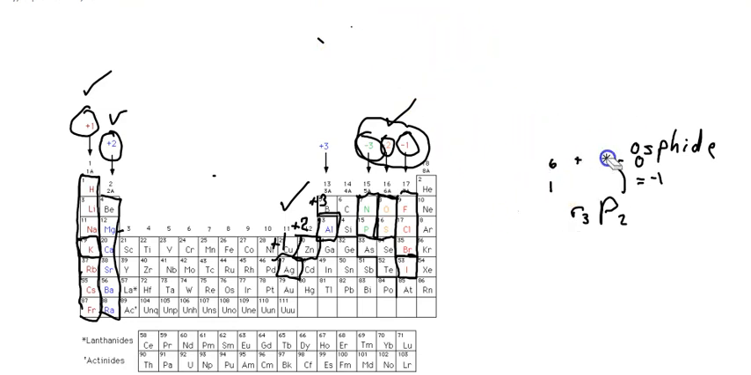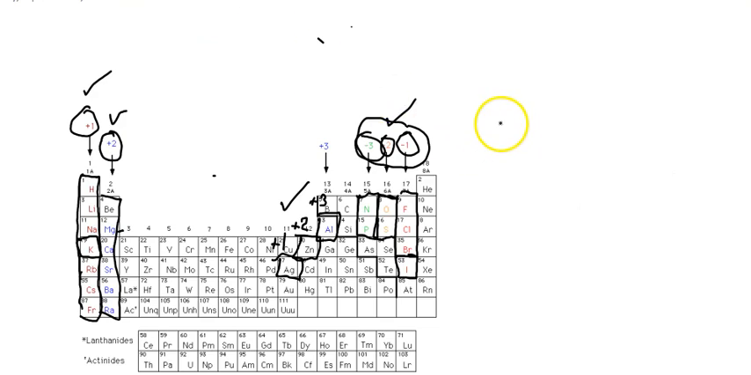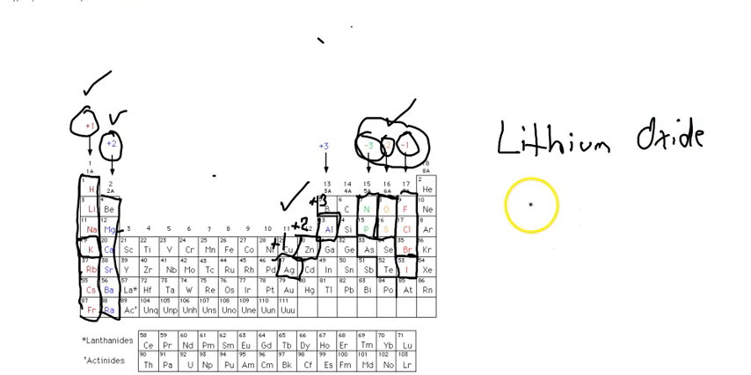Our next example is lithium oxide. Lithium is in group 1. We know it has a positive 1 charge. Oxygen is in group 6. It's one of our chalcogens, and it has a negative 2 charge. And if we add those together, we know we're going to get a negative 1.